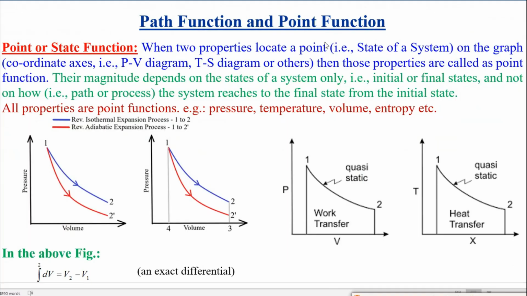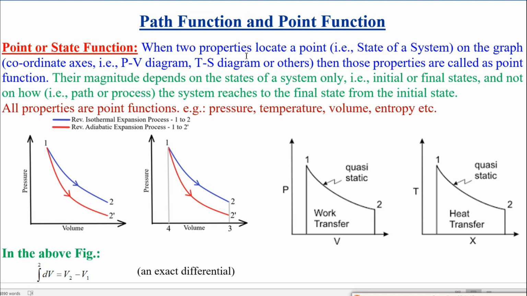Path function and point function. Point or state function. In the thermodynamic diagram, as I have told you previously, the state is drawn by a point. For example, in this PV diagram, 1 is one state, 2 is another state, 2 dash is another state. These states are identified by a point. 2 is one point, 2 dash another point, 1 is another point. So the properties at the point 1 or 2 or 2 dash are called the point or state function.